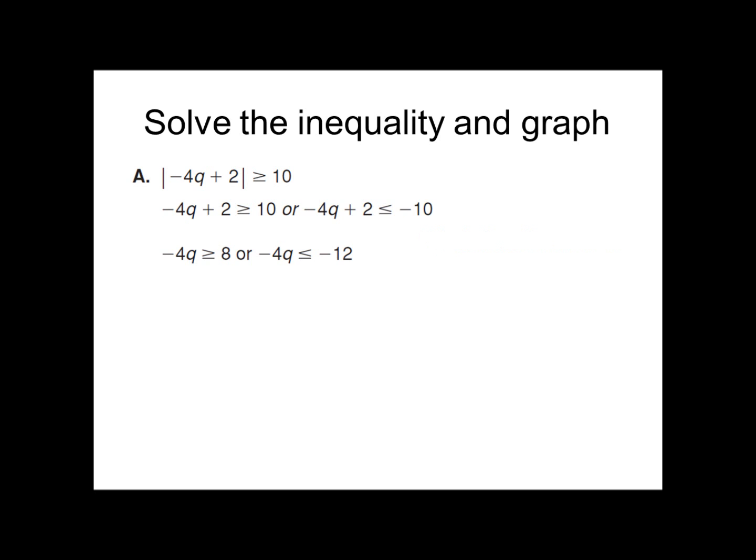Solve the two separately, but similarly, we first subtract 2 from both sides. Then we divide by negative 4 on both sides. Now again, when we divide by a negative, we flip the sign. So both inequalities were flipped. So q is less than negative 2, or q is greater than 3.